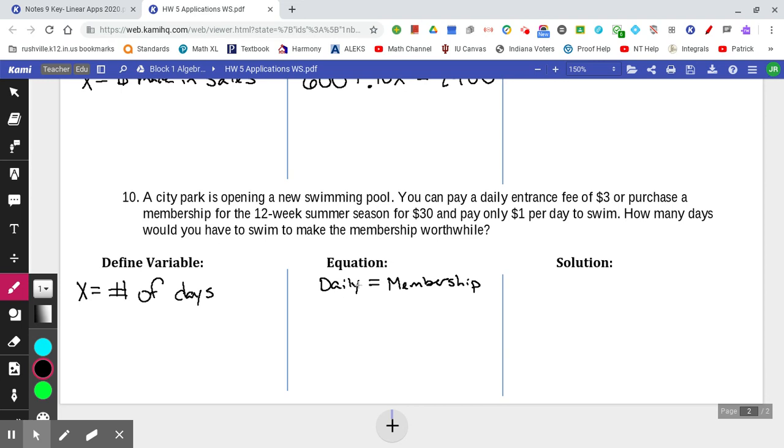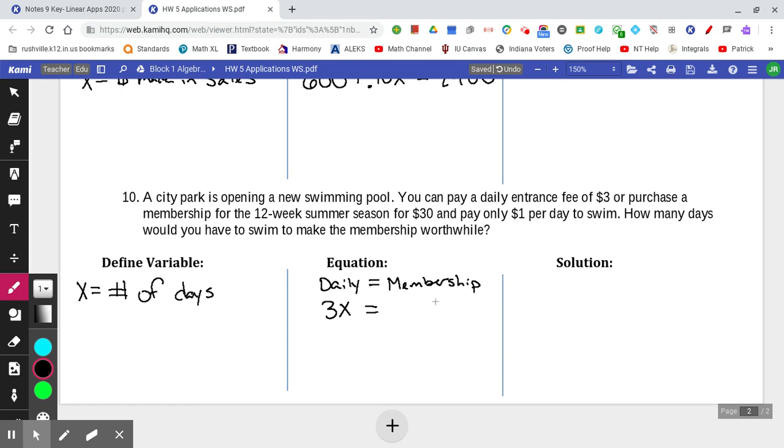And what I did there to figure that out is your daily is $3 per day. So if you only go 1 day, it's $3. If you go 2 days, it's $6. If you go 5 days, it's $15. It's $3 per day, which means it's $3 times x, which represents the number of days. So 3x represents how much you pay for the daily rate, with x representing how many days you go.